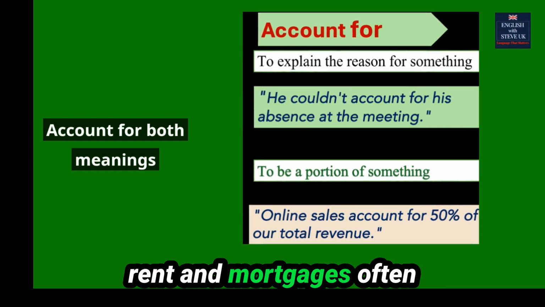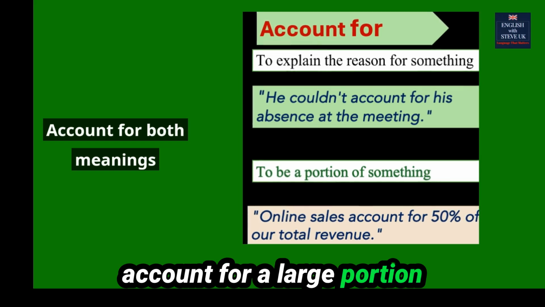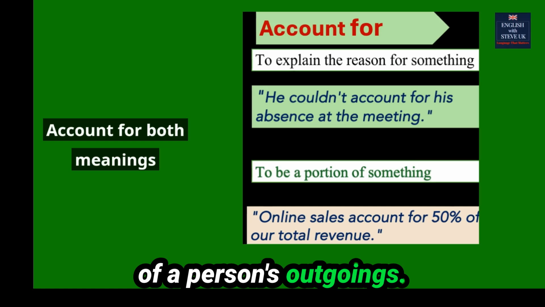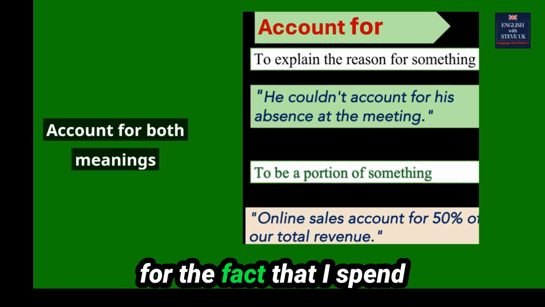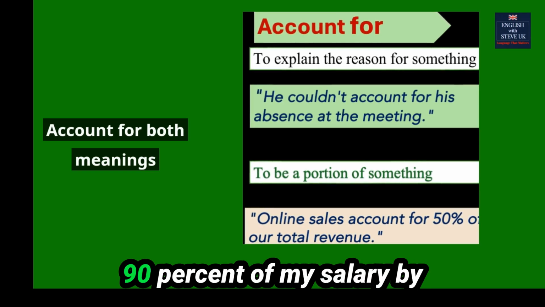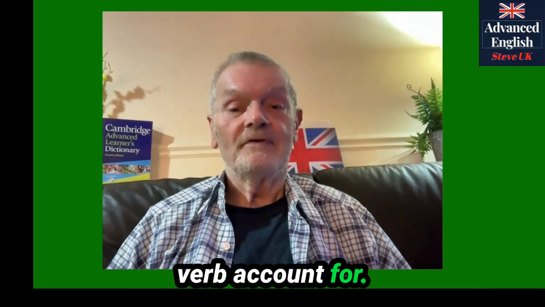Rent and mortgages often account for a large portion of a person's outgoings. I find it difficult to account for the fact that I spend 90% of my salary by the middle of the month. So, the phrasal verb account for.